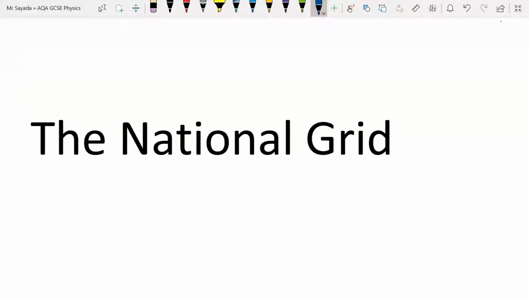In this video, we're going to learn about the national grid, which is the system through which electricity is transferred from power stations to consumers, like homes and businesses and factories and offices. There are a few different parts of the national grid, which are specially designed to ensure that not much energy is lost when that electricity is transferred through the cables.